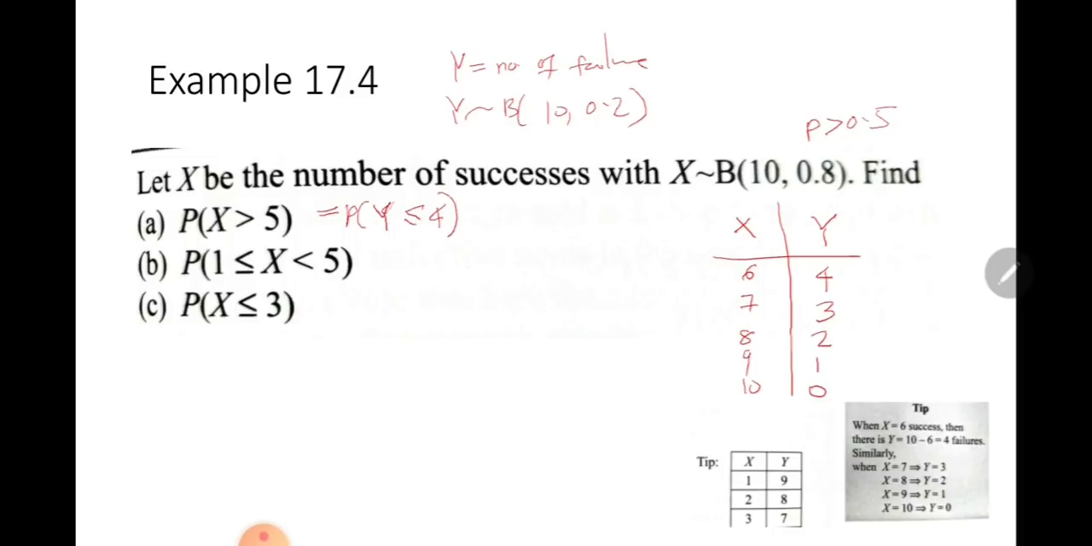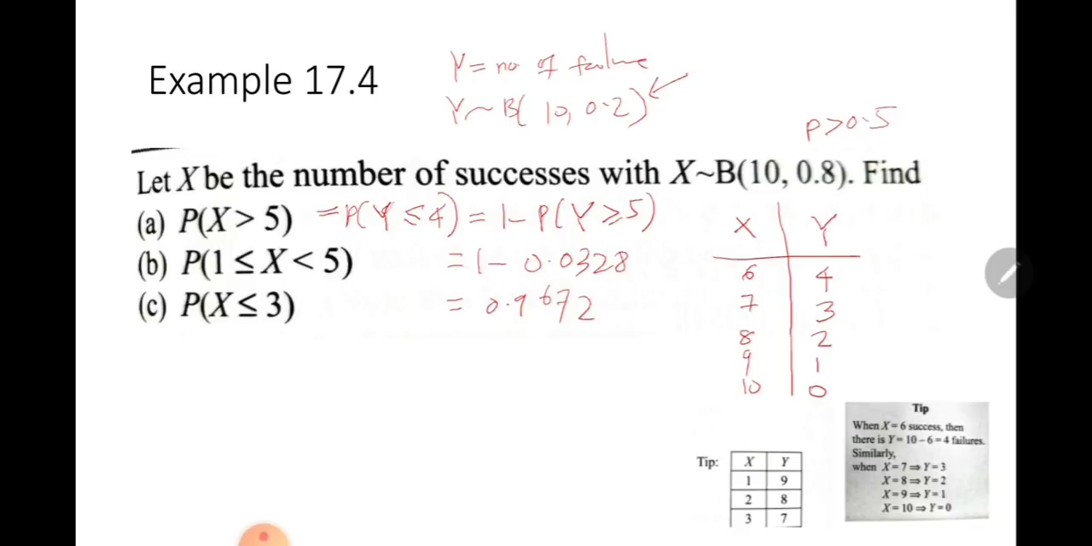So if you look in your statistical table, you are going to look at n 10, p 0.2, and r equals 0.4. So what will you get? There isn't one, so you have to make it 1 minus P(Y greater or equal than 5), because your table gives the probability of getting r or more. So you will get 1 minus, you look at the table, 0.0328. Okay, so your answer will be 0.9672.